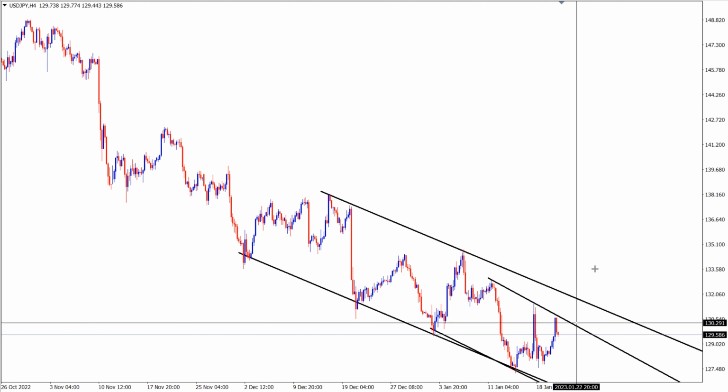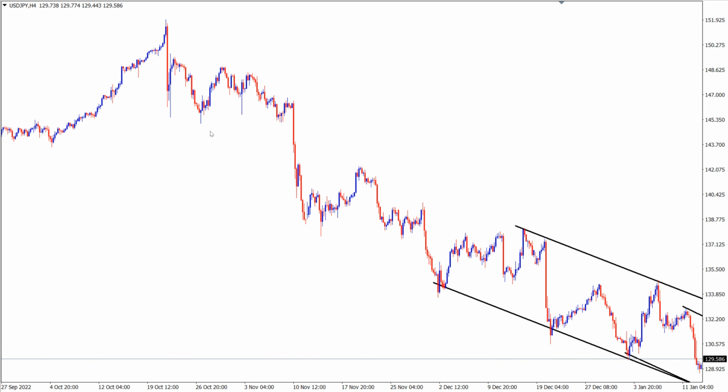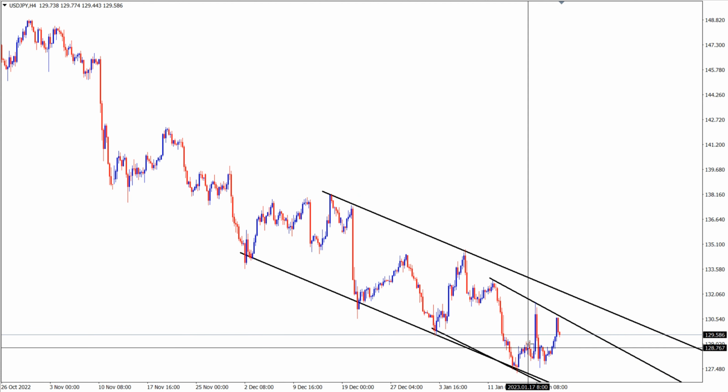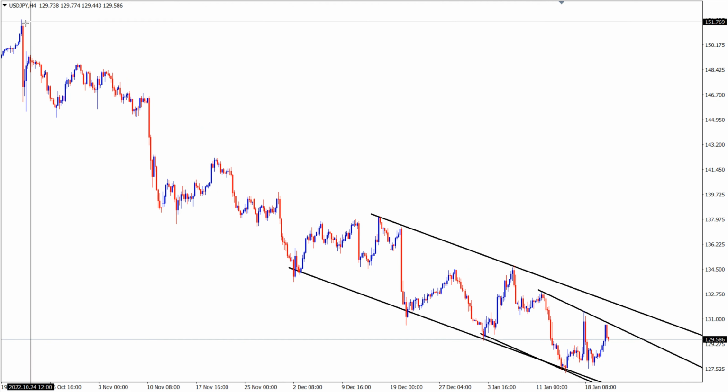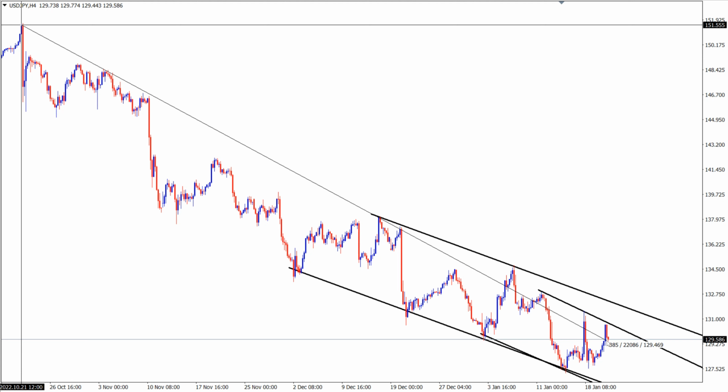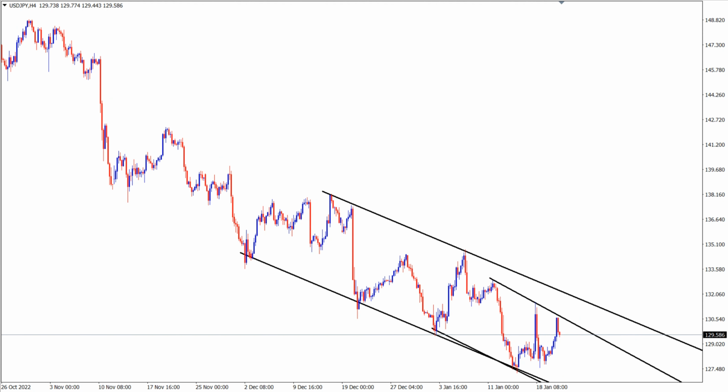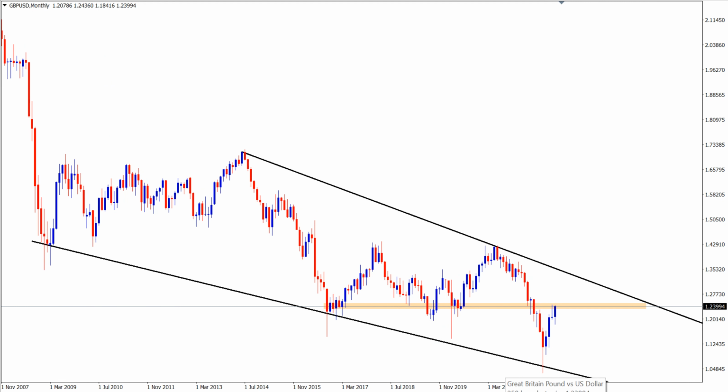It can make some kind of big correction because USD yen has been falling for a long time, from last year October till now, around January. It's still in a downtrend. So in the smaller time frame, USD yen is still in a downtrend. So let's go to the pound dollar.